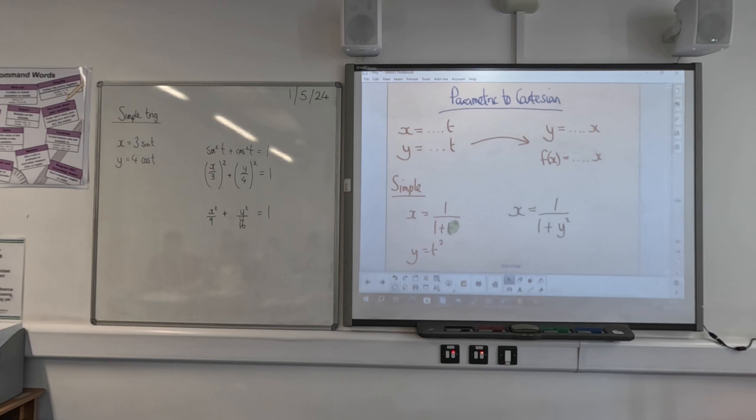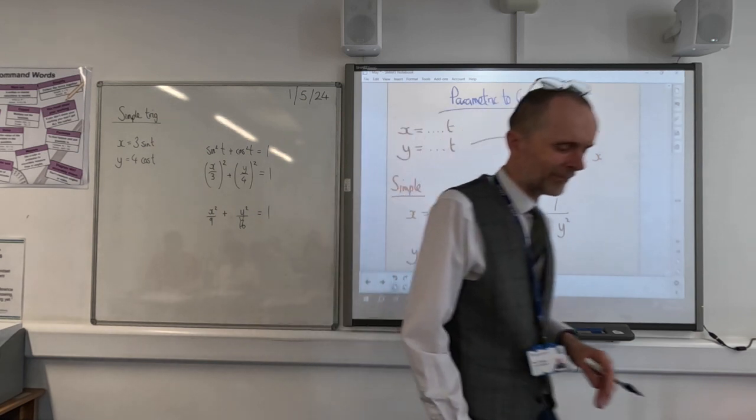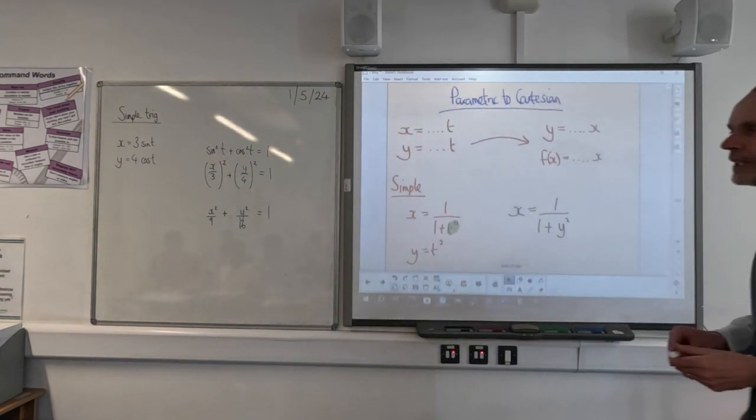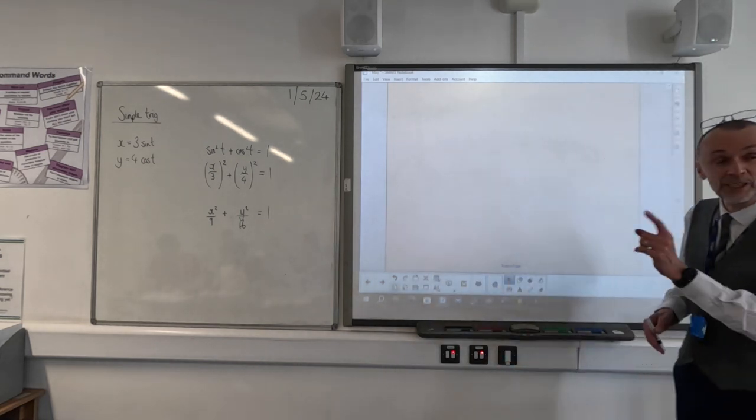Now, if we wanted it to be written without fractions, we'd have to find the lowest common multiple of 9 and 16. 9 times 16? Probably is, isn't it? But there we go. Okay, so that was simple trig.